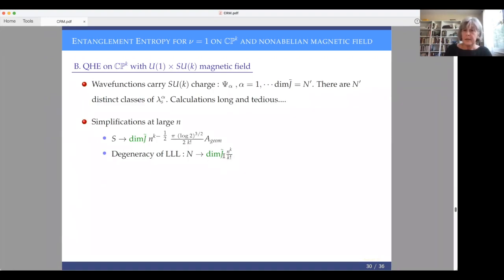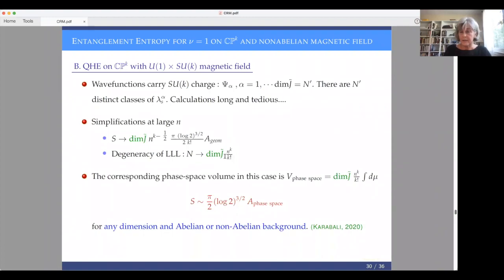Now, this dimension of j tilde factor enters into the volume of the phase space, and the definition of the phase space area that I mentioned before. So as a result, at large n limit, the entropy, whether you have abelian or non-abelian magnetic fields, and for any dimension, takes this kind of universal expression. Okay, so for nu equals 1, we have this universal expression for any dimension and any kind of background field. So the question is, does this hold for higher Landau levels?